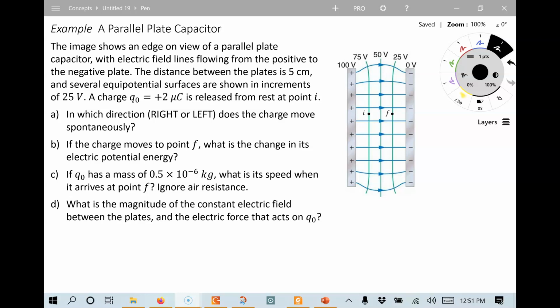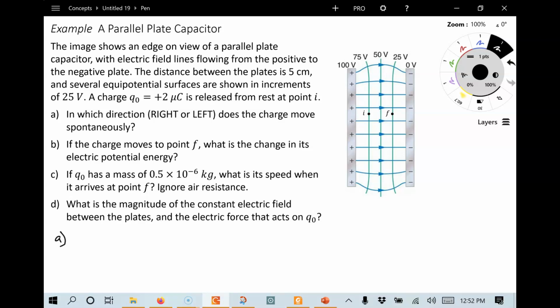All right, let's see how we can solve for part A in this problem. Part A says, in which direction, right or left, does the charge move spontaneously? So we are essentially taking this Q0 charge, plus 2 microcoulombs. We're going to place it at point I. So here's our little charge here. Put it at point I, Q0. Which way is it going to move spontaneously if it's released from rest?